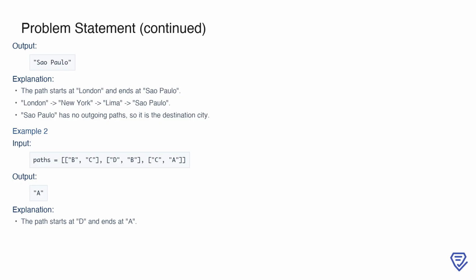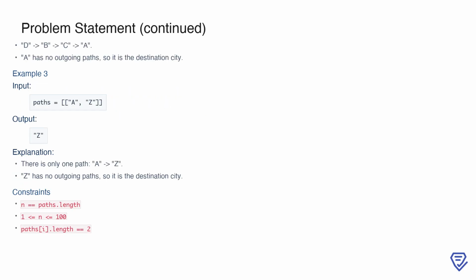In the second example, the input is B to C, D to B, C to A. The output here is A. By following the paths, we see the sequence: D leads to B, which leads to C, and finally to A. Once again, A is the destination city because there are no paths leading out of it. Expanding on the second example, the sequence of connections is clearly D to B, B to C, and C to A. As A has no outgoing paths, it is confirmed as the destination city.